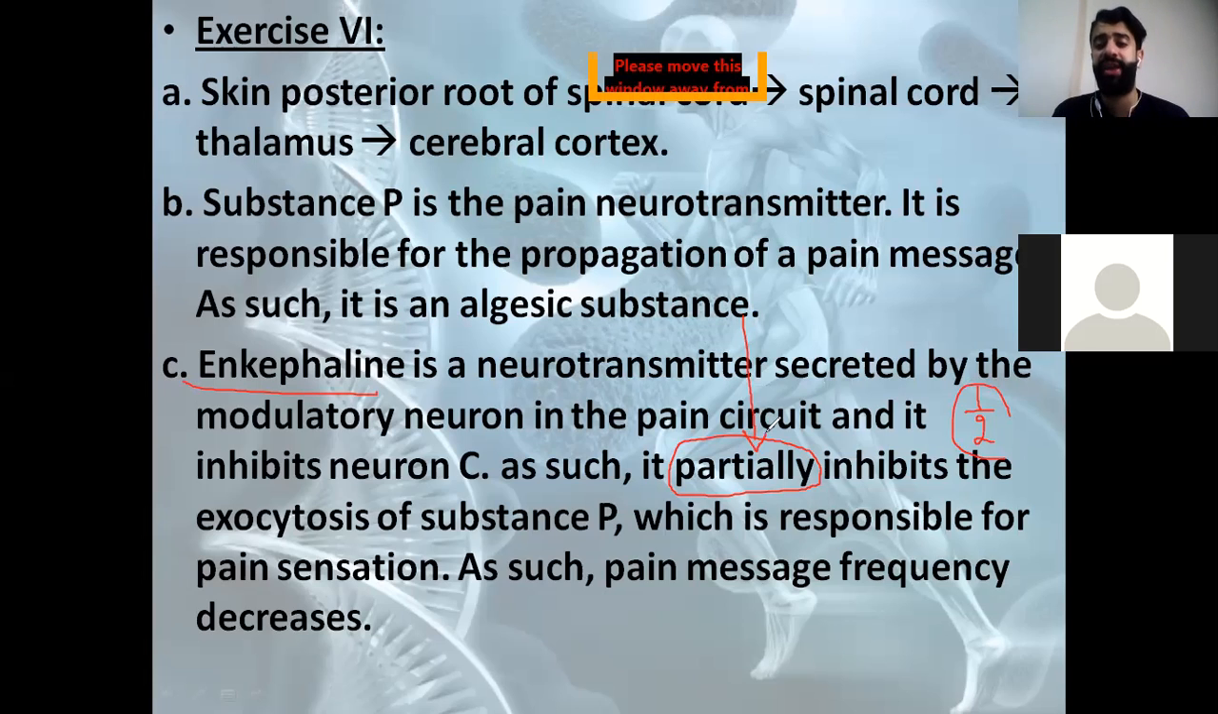If you have morphine, it completely inhibits, or totally inhibits, whereas enkephalin partially inhibits the exocytosis of the substance P. Okay, this is for C.